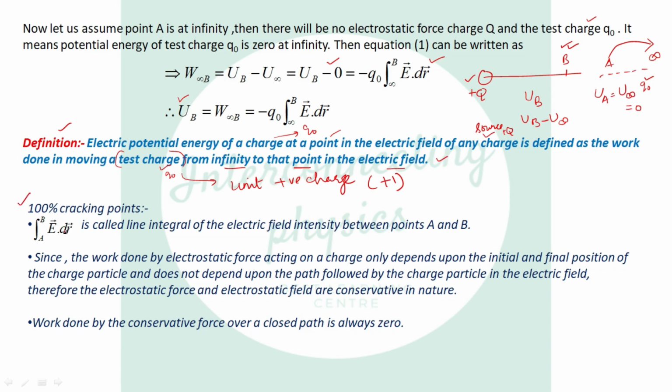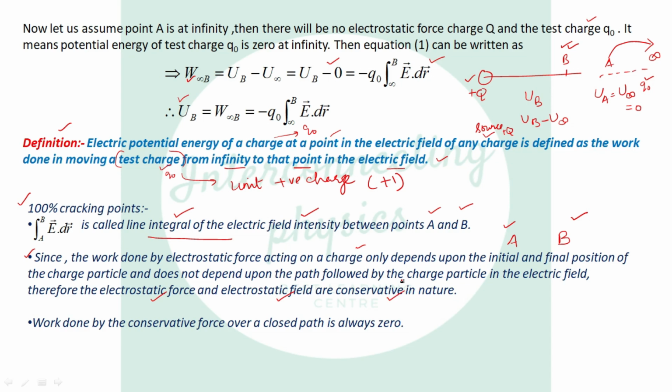Now, some important points. Number 1: this integration from A to B E dot dr is called the line integral of electric field intensity between points A and B. Number 2: the work done by electrostatic force acting on a charge only depends upon the initial and final position, point A and point B, and does not depend upon the path followed by the charged particle. Okay. Therefore, the electrostatic force and electrostatic field are conservative in nature.